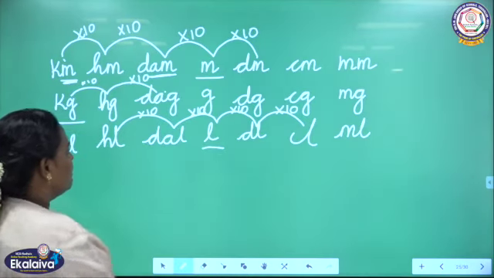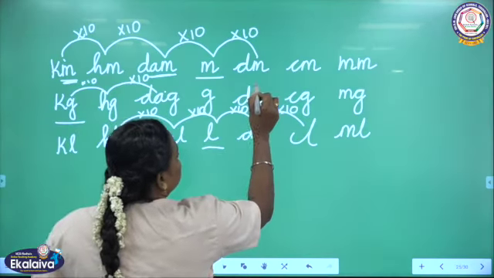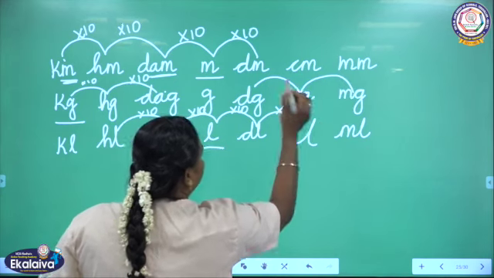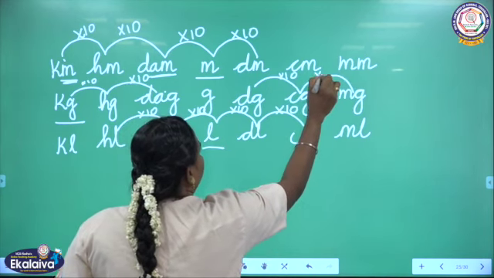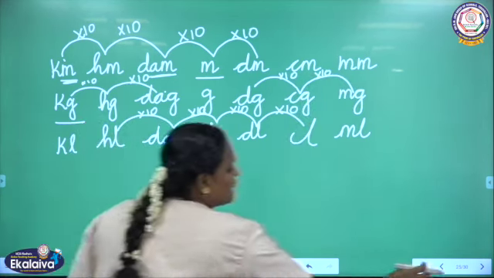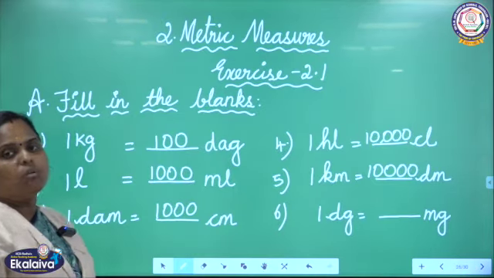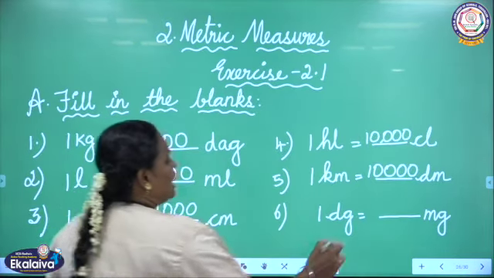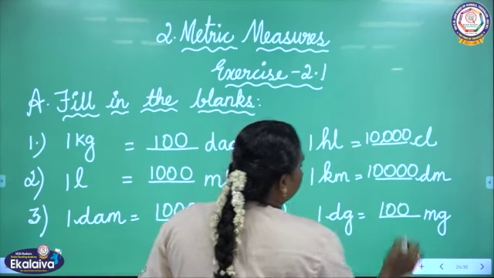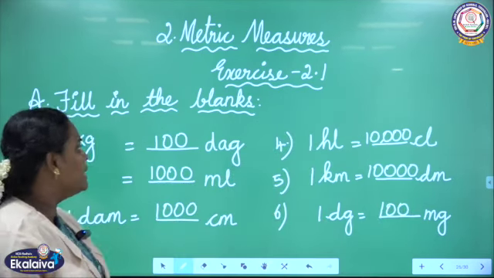Next one, 1 decigram equal to how many milligrams? So decigram into milligram. 10 into 10, 100. So 1 decigram equal to 100 milligram.